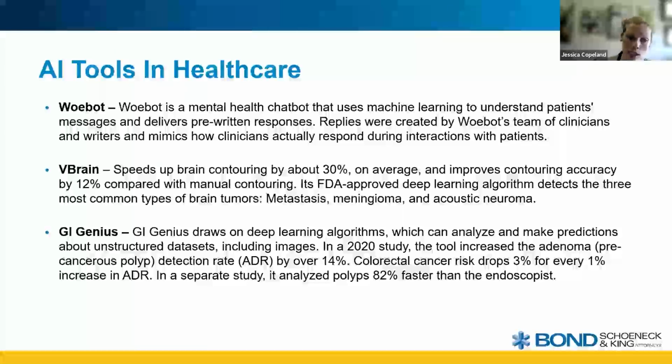And then GI Genius draws on deep learning algorithms and analyzes and makes predictions about that unstructured data set, which would include images. And then there was a 2020 study that this tool increased the adenoma detection rate, adenoma being a precancerous polyp, by 14%. And then the colorectal cancer risk dropped 3% for every 1% increase in ADR. Very, very impressive tool.